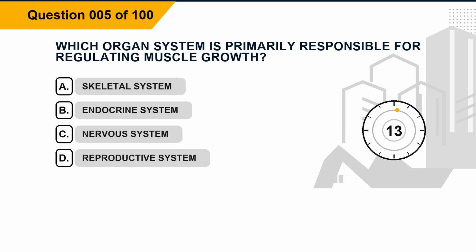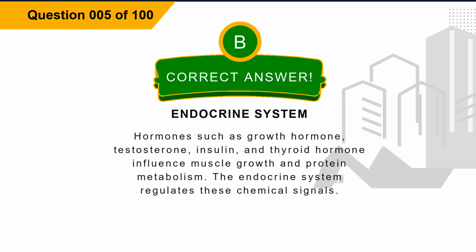Question 5. Which organ system is primarily responsible for regulating muscle growth? Option A, skeletal system. Option B, endocrine system. Option C, nervous system. Option D, reproductive system. The correct answer is option B, endocrine system. Explanation. Hormones such as growth hormone, testosterone, insulin, and thyroid hormone influence muscle growth and protein metabolism. The endocrine system regulates these chemical signals.